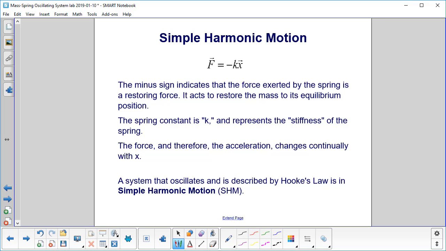The minus sign indicates that the force exerted by the spring is a restoring force. It acts to restore the mass to its equilibrium position. The spring constant is k and represents the stiffness of the spring. The bigger the k, the bigger the stiffness, how hard it is to move the spring, how hard it is to compress it or expand it. The force, and therefore the acceleration, since F equals ma, changes continually with x. It is not a constant force. So a system that oscillates and is described by Hooke's law is called simple harmonic motion.